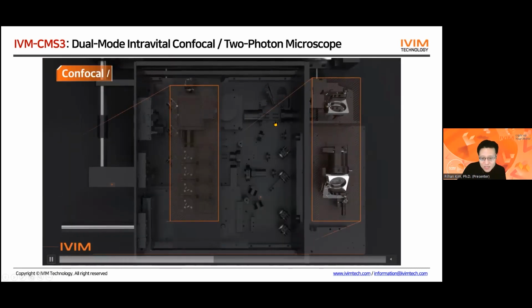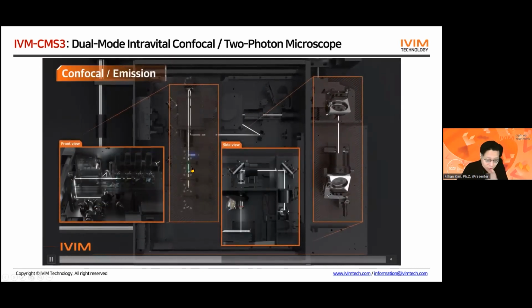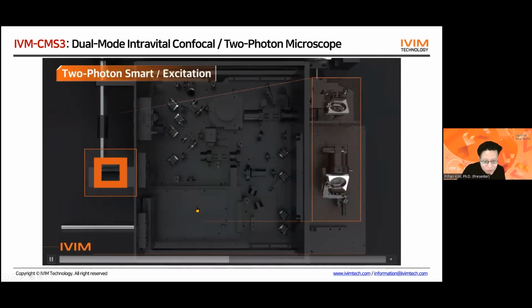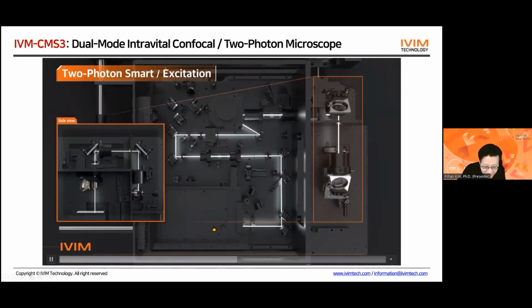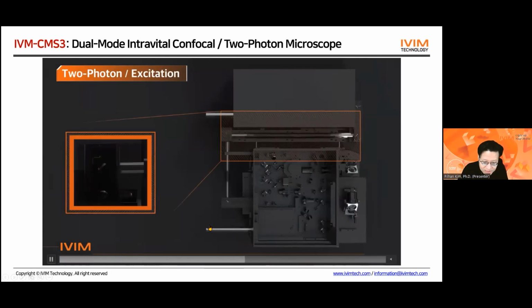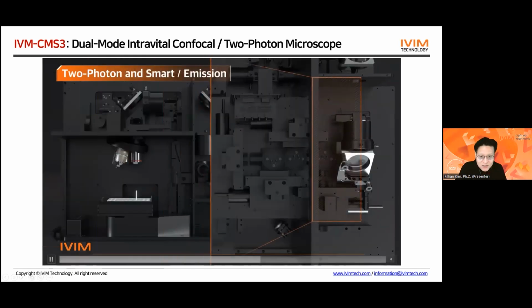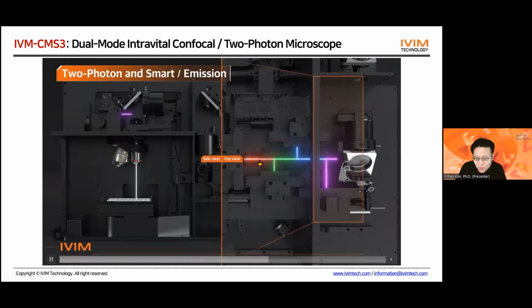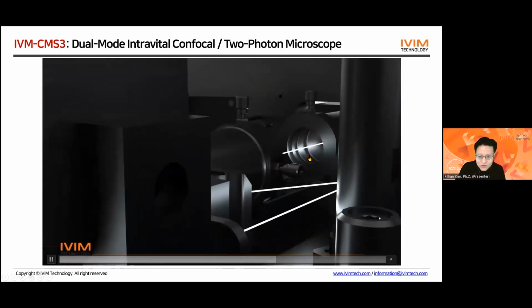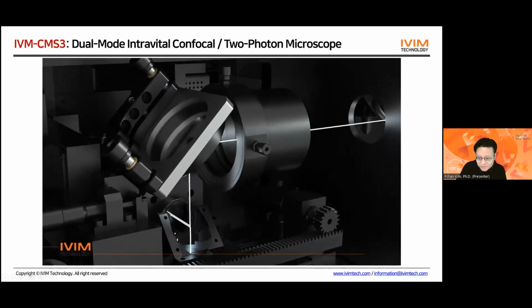So this is the confocal laser beam path. And then as I told you, we have 4-channel confocal detectors inside. And then this is the fixed wavelength two-photon femtosecond lasers, or we can connect the external laser system as well. And then we have 4-channel NDD detectors for two-photon imaging.